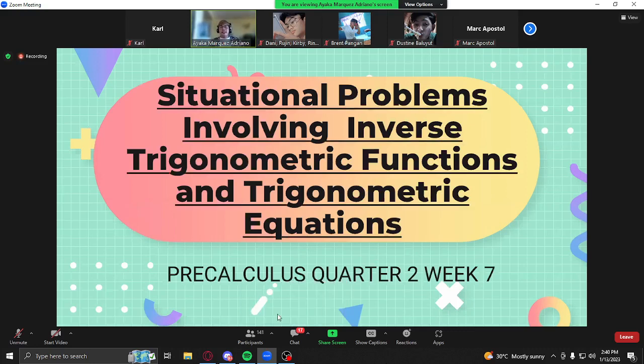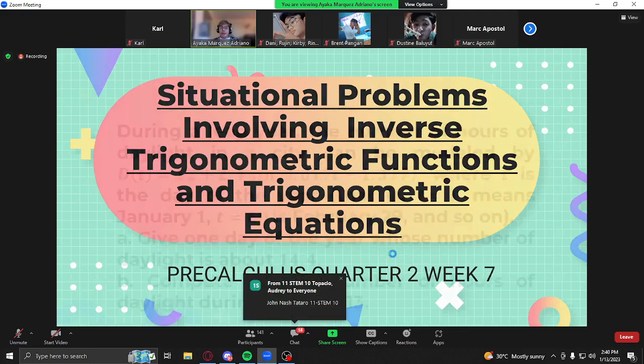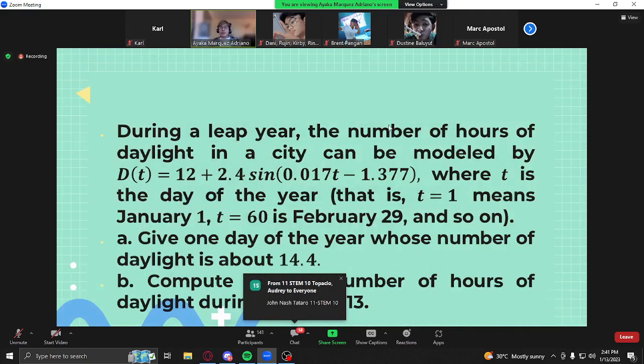In the periodical examination, you will be encountering problems involving inverse functions and trigonometric equations. So, pag naka-encounter kayo ng mga similar problems katulad nito, like alam niyo pa ba yung angle of elevation, angle of depression? Yung mga concepts na yon, for sure makukuha niyo ng tama itong sample problems.